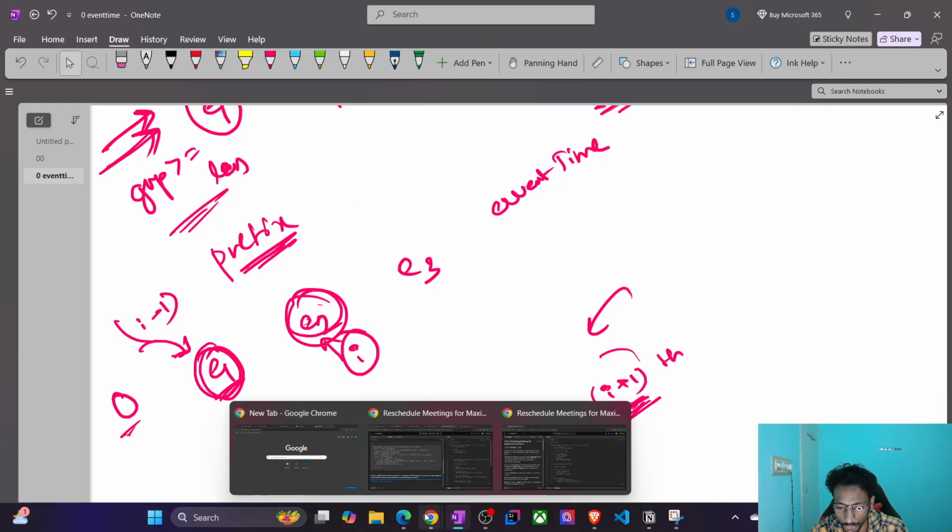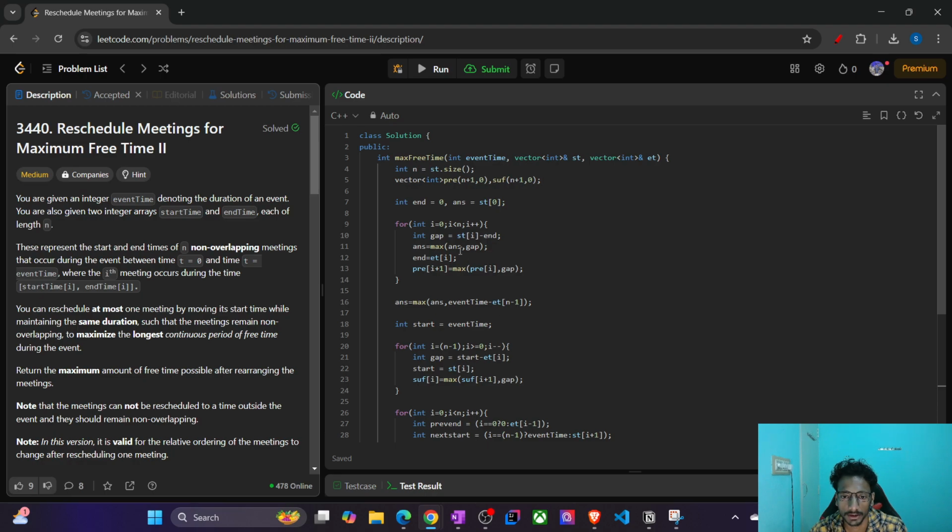Now let's go to the code, which will be easier to understand. n is the number of events I have, and I have taken two arrays, one for prefix and another for suffix, and I have initialized the size to n plus 1.